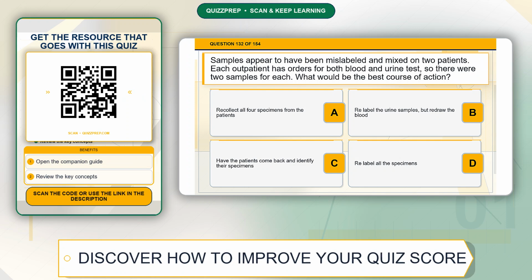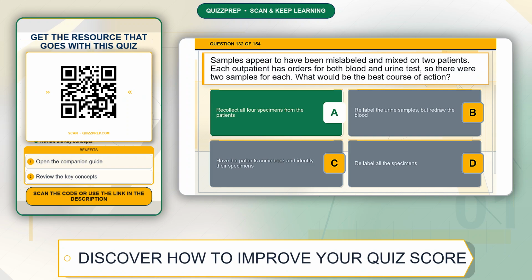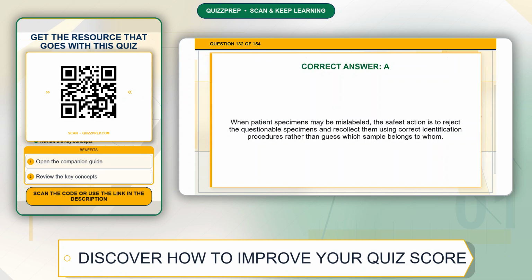Option C, have the patients come back and identify their specimens. Option D, relabel all the specimens. The correct answer is option A, recollect all 4 specimens from the patients. Explanation. When patient specimens may be mislabeled, the safest action is to reject the questionable specimens and recollect them using correct identification procedures rather than guess which sample belongs to whom.